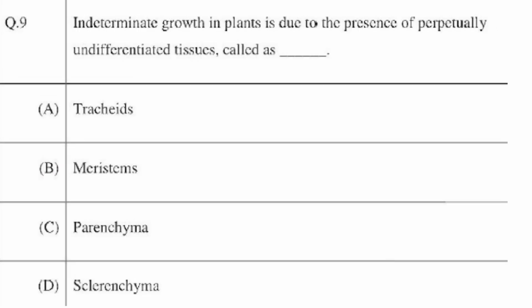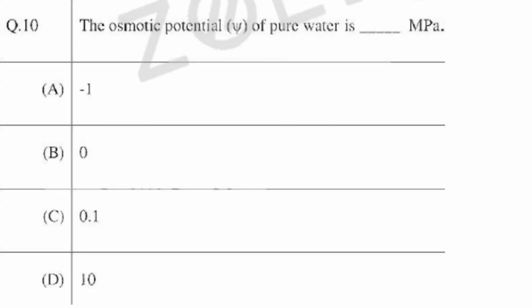Then indeterminate growth in plants is due to the presence of perpetually undifferentiated tissue called as. So they have asked undifferentiated tissue and undifferentiated tissue is your meristem. All the others are differentiated tissues. So the answer here is option B, that is meristem. The osmotic potential of pure water is 0. Answer is option B.